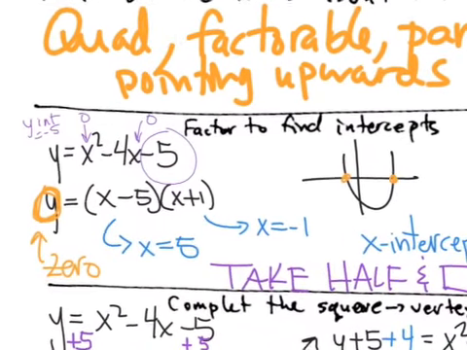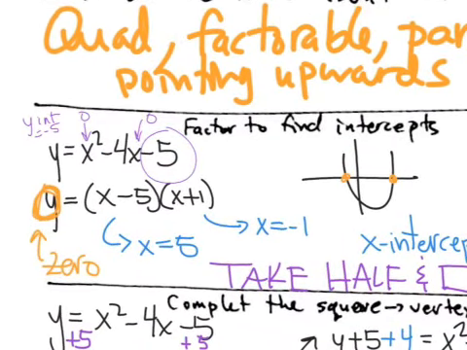The first thing you can do, if it's factorable, you should definitely factor. So we can factor to find intercepts. So here's our equation. We know the y-intercept is negative 5. If we were to substitute in x equals 0, we can factor to get this, which tells us that one of the x-intercepts would be negative 1, and one of the x-intercepts would be 5.